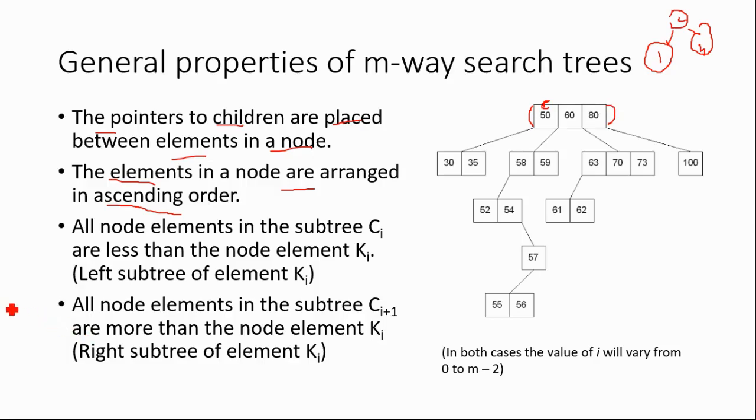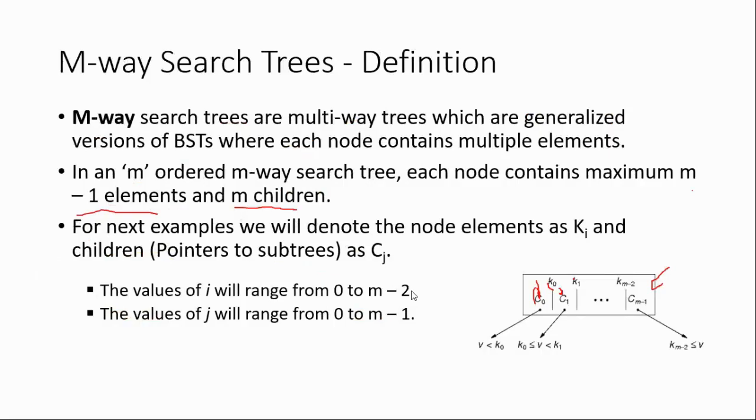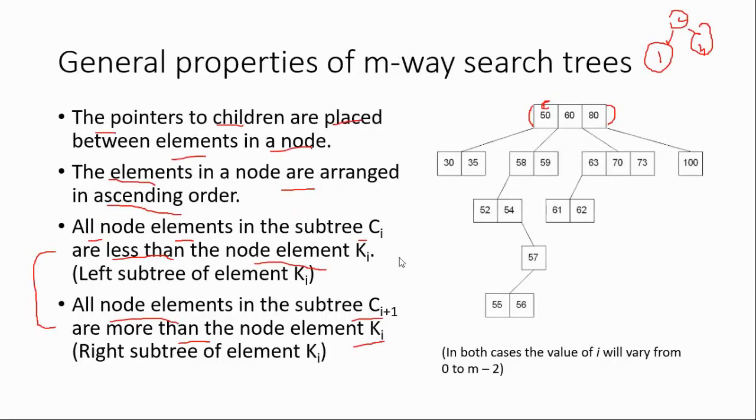And then the next 2 points which are very important. All node elements in the subtree Ci are less than the node element Ki, and all node elements in the subtree Ci plus 1 are more than the node element Ki. So this is one of the usefulness of the notation that we have made earlier. So Ki will refer to a node element, and Cj will refer to a child link. So for example, we have a child link Ci.